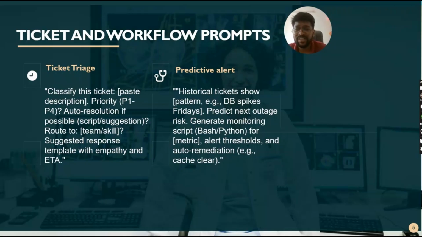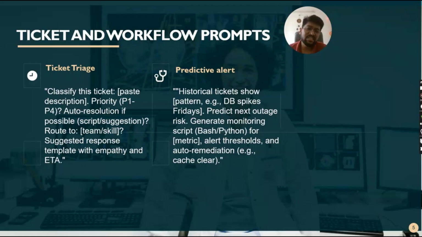So let's say there is one ticket. We need to classify that ticket: paste the description, paste the priority, and ask for auto resolution if possible. If auto resolution is possible, give me the script, and route to the team. You can just ask the AI what the correct team will be, and for a suggested response template with empathy and ETA. What will be the probable ETA to resolve this ticket? That is an important part, and you can track it or ask the AI directly.